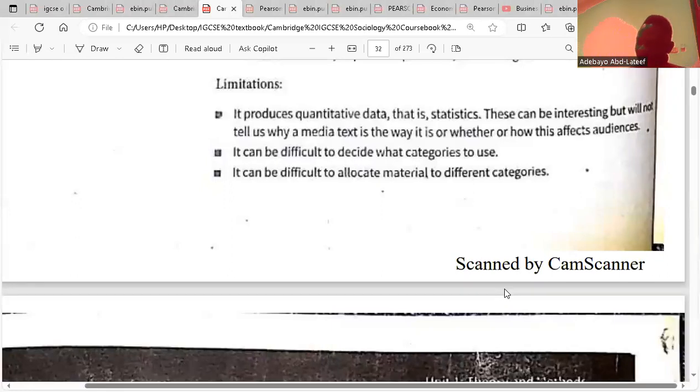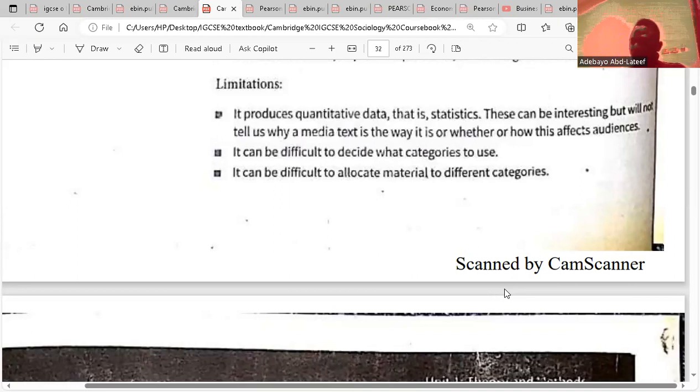We can only know the consequence of it through qualitative data. Because it's all about statistics here. How frequently do they talk about it? That is quantitative. But what are people's opinions about it? That's qualitative. Content analysis does not bring qualitative data.